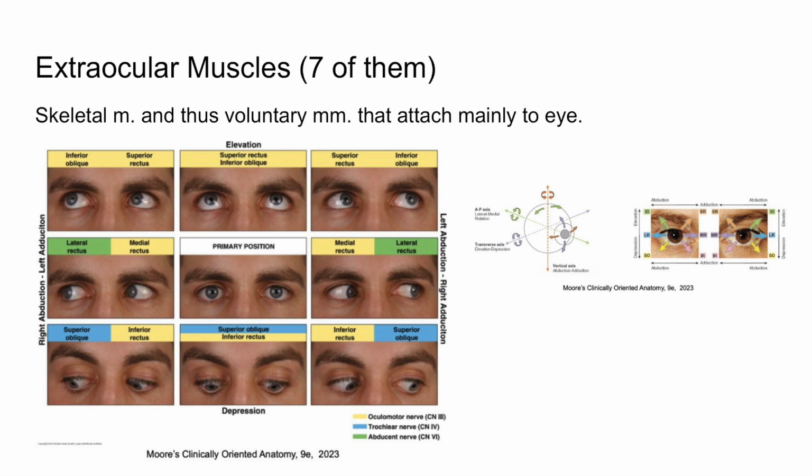So the key takeaway is organize the nerves, right? So cranial nerve 3 does most of the things. Cranial nerve 4 handles superior oblique. Cranial nerve 6 handles lateral rectus. And then layer in the movement based on whether the eye is abducted or adducted.